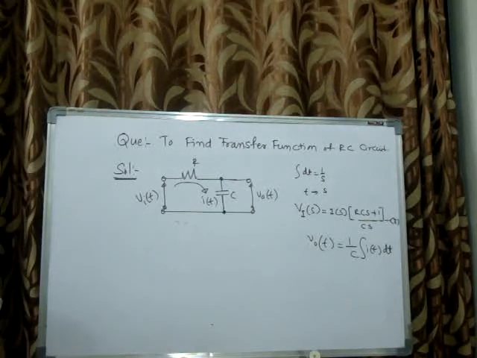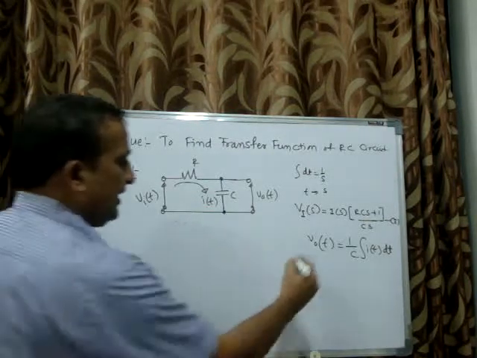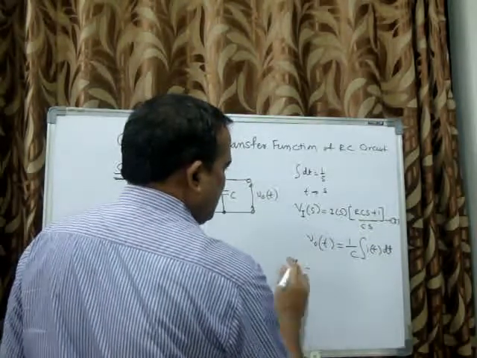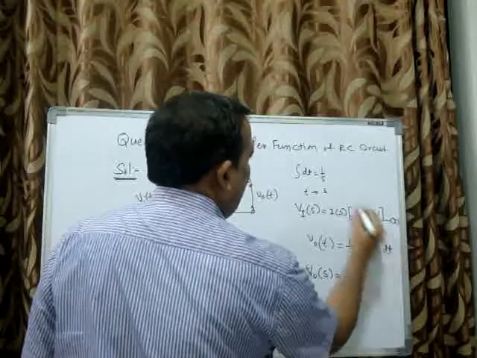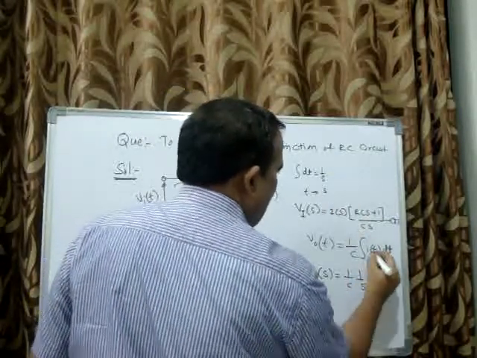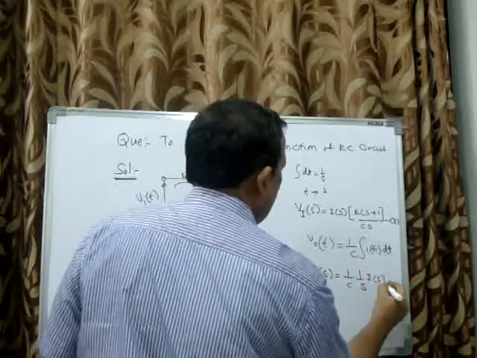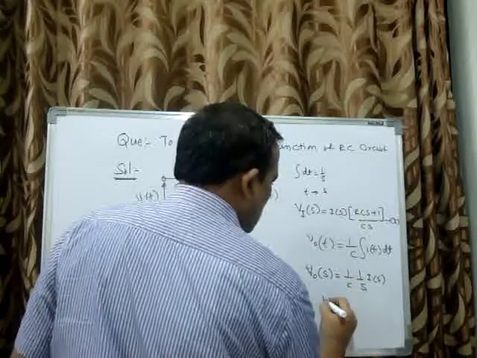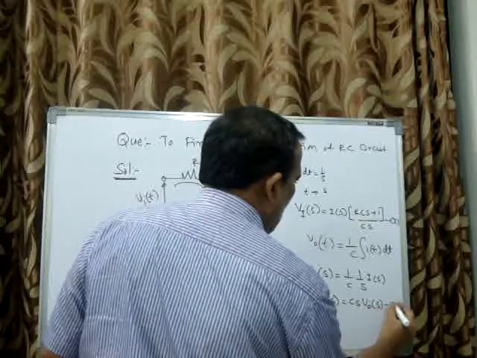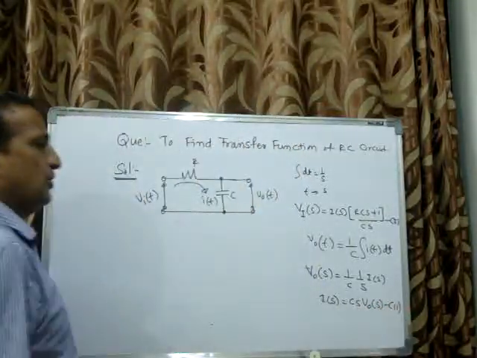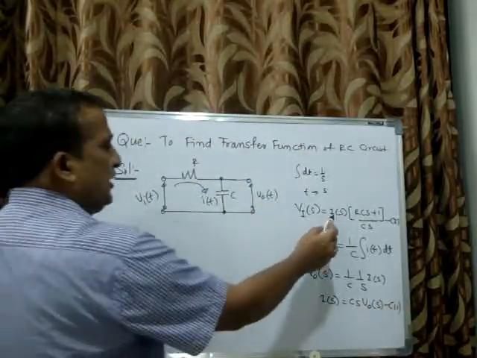Now I'll take a Laplace transformation, V naught of s equal to 1 by C, integration of dt is 1 by s, and i of t becomes I of s, because I will write t equal to s. So I of s equal to Cs V naught of s, equation number 2. So ultimately I of s is the intermediate output.